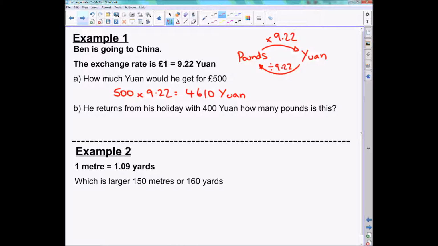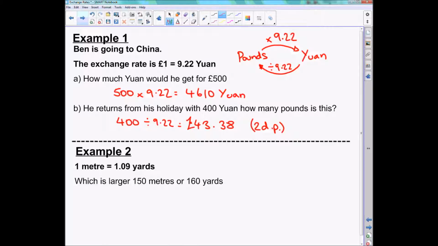So we're going to do the same sort of thing. We're going to start off with the 400 yuan. Now, how do we change to pounds? Well, we've got to divide by 9.22. And in this case, again, doing it on the calculator, we get an answer of 43.38. Rounded to 2 decimal places because that's what currency is worked in, and that is pounds. So you put the pound symbol in front.